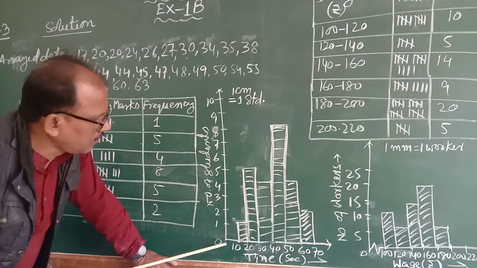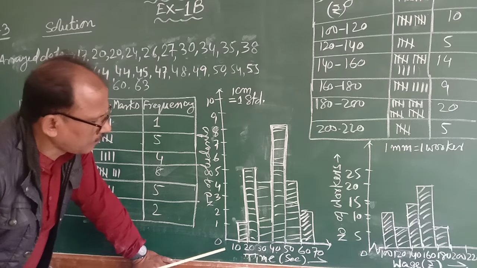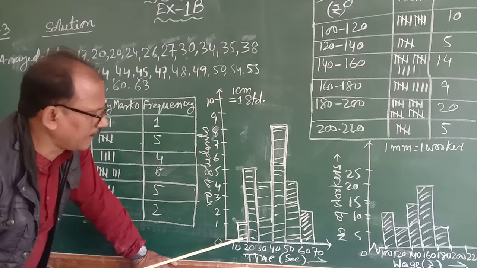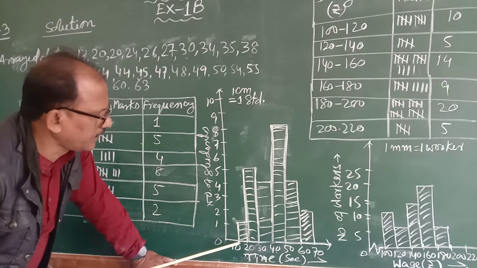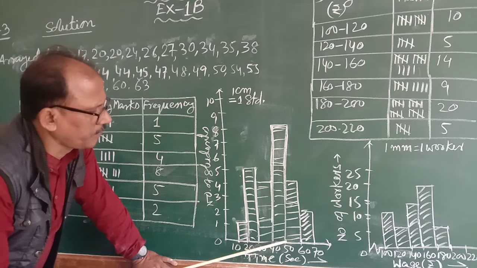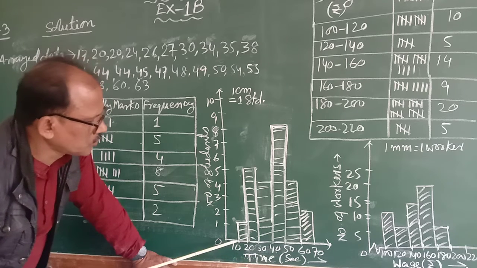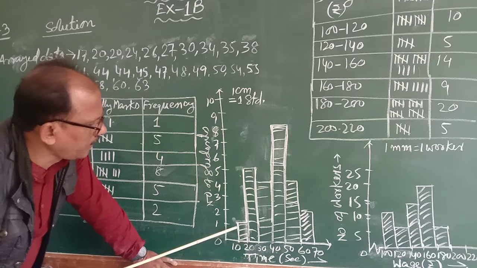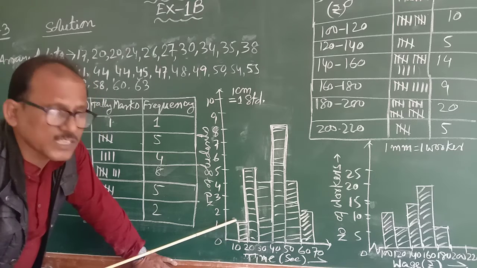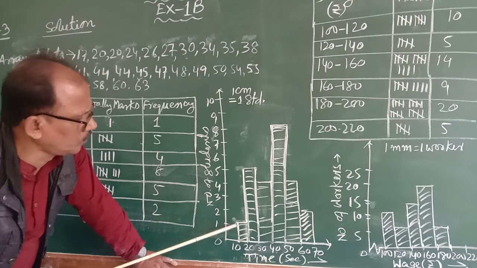Now the x-axis is what you have done, the time taken. See, 0 to 10, 10 to 20, 10 to 20 is one group, 20 to 30 another group, 30 to 40, 40 to 50, 50 to 60, 60 to 70. So 10 to 20, how many? One student. Up to 1 you take this line. You first draw a single line up to 1.